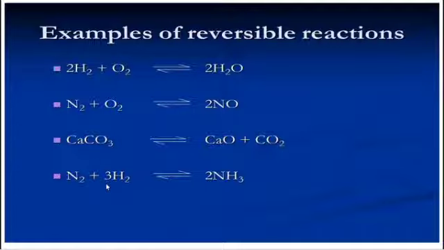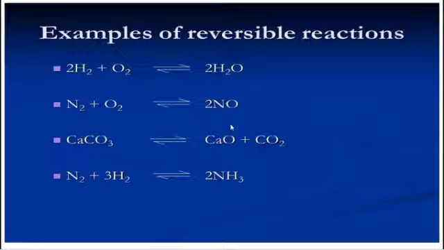Then N2 plus 3H2 form 2NH3. This is the forward reaction. 2NH3 is changed into N2 plus 3H2. This is a reversible reaction. Two reactants react together to form a single compound. This is a combination reaction.